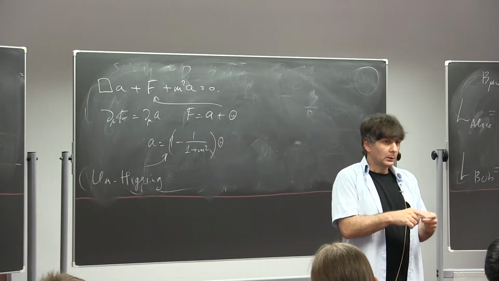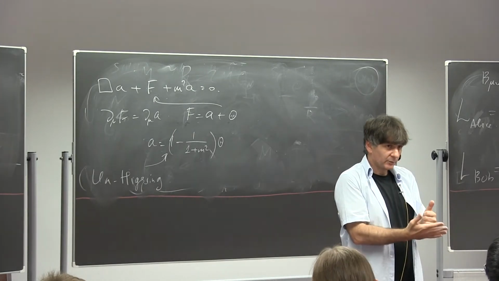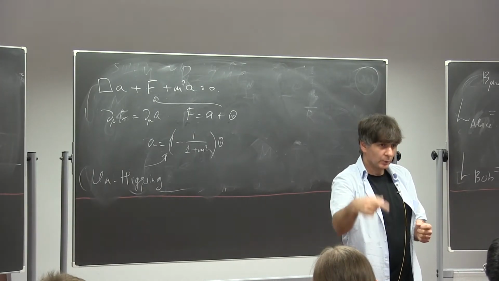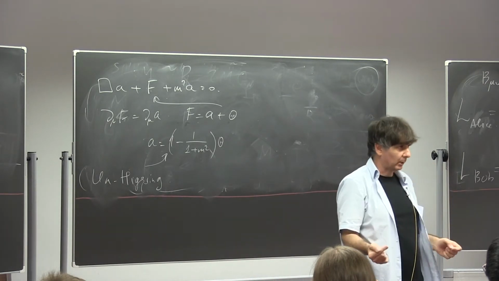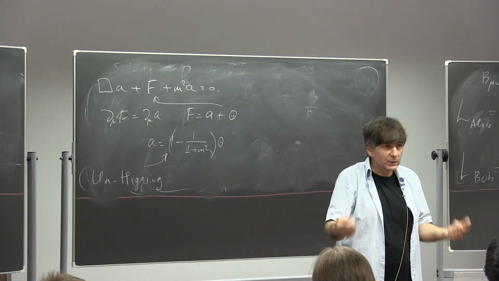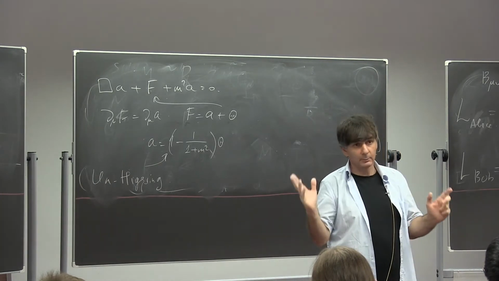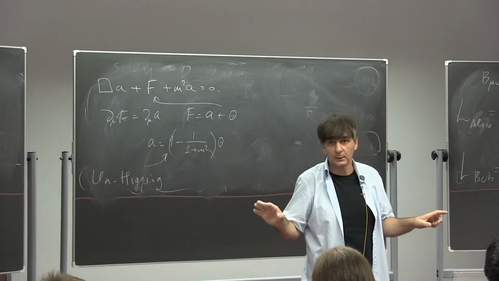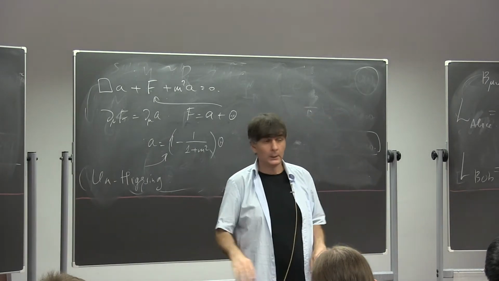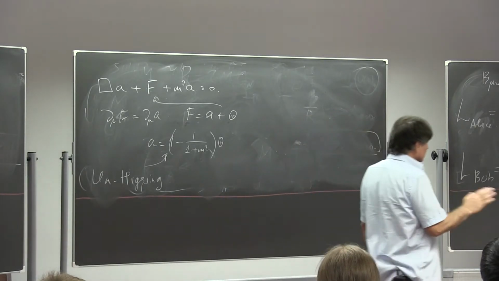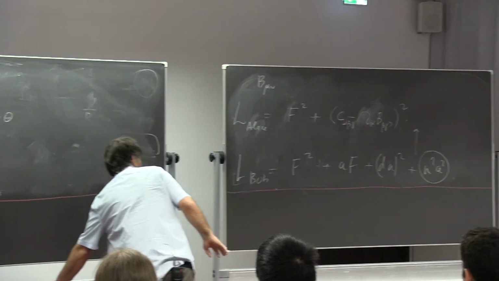Now, the only possibility to unhiggs the gauge field is to introduce another gauge field which competes for the same Stueckelberg. Then the two gauge fields cannot share the same Stueckelberg. One combination will be unhiggsed. This is the only gauge invariant possibility, which means that this immediately fixes what should be the story.